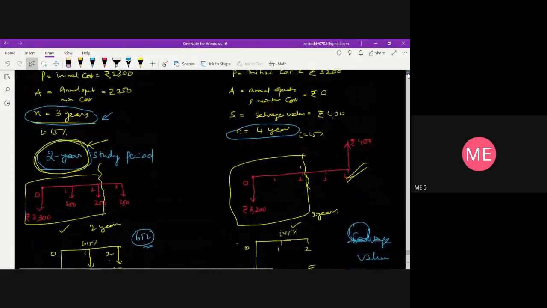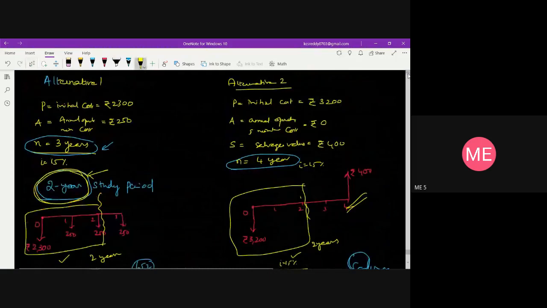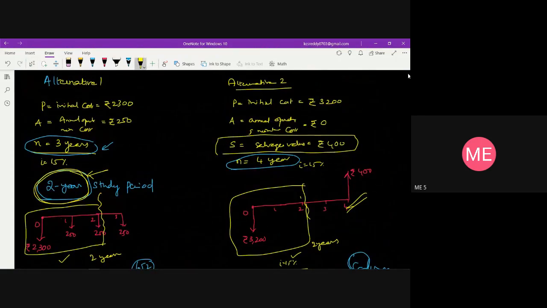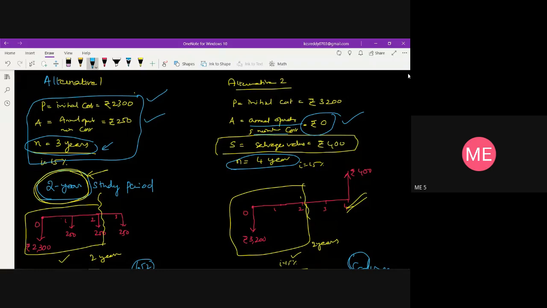Obviously. So here he has mentioned the salvage value is 400. Here he has not mentioned it anywhere. If you look at this data, initial cost is given, annual operating and maintenance cost is given. See here, he has not given the annual operating and maintenance cost, but I have assumed this as 0. Likewise, here the salvage value is not given. So that is why I have taken S equal to 0 for alternative one.